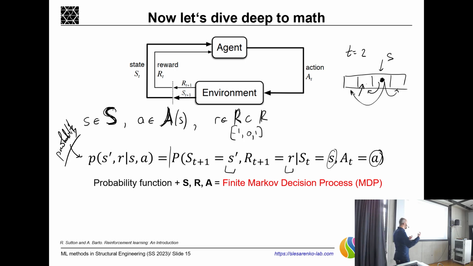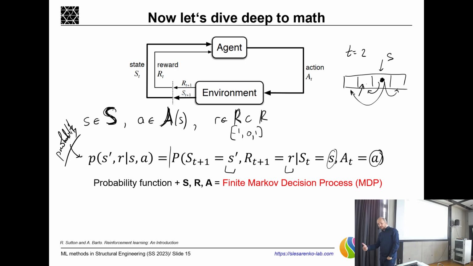Do you understand that by just knowing this function, this shorter form, we describe everything? We describe all transitions between all states and what rewards we have for that. So this probability distribution plus set S plus set R and A defines the so-called finite Markov decision process.